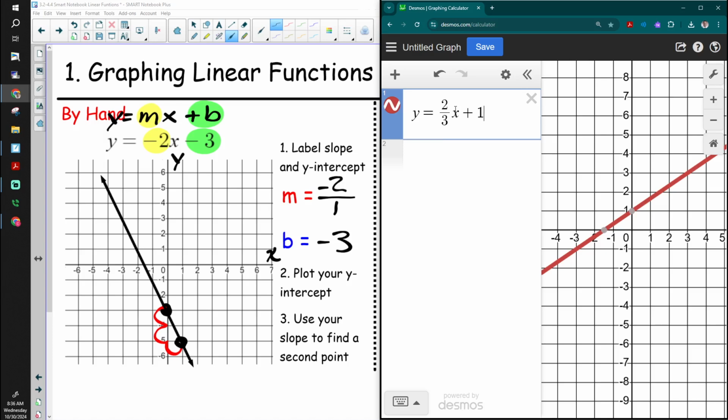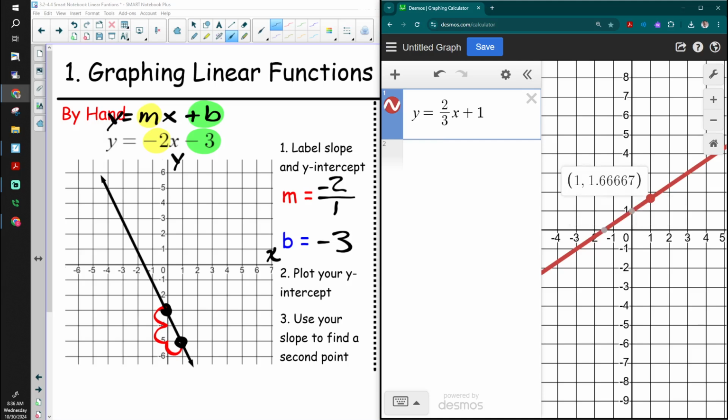Now to graph a line, how many points do you need? 2. All you need to do is find 2 pretty points. What I mean by pretty points are points that are whole numbers, like this one, look: 0, 1. That's a pretty number. There's no decimals, nothing nasty. When I click on this point, negative 1.50, that's not a pretty point. We don't want decimals.